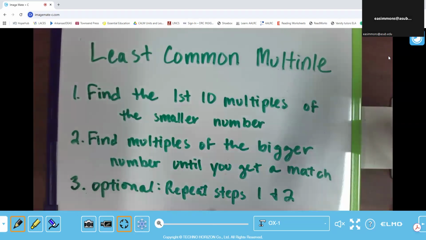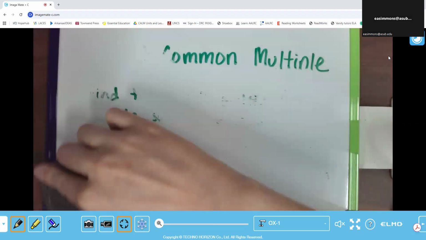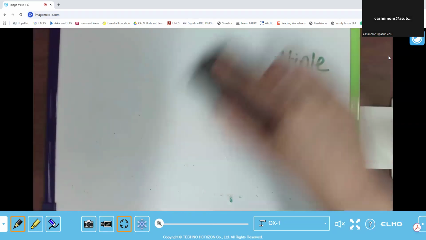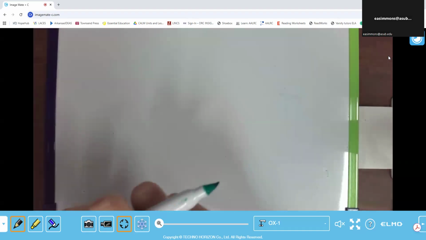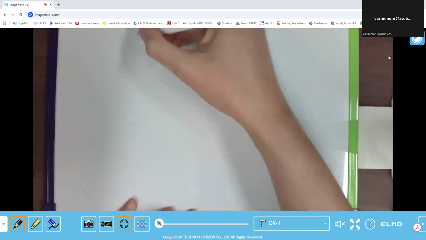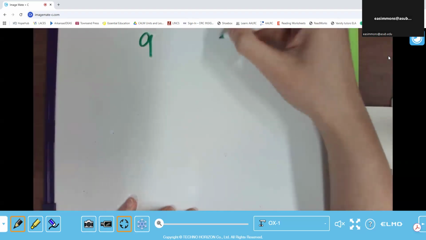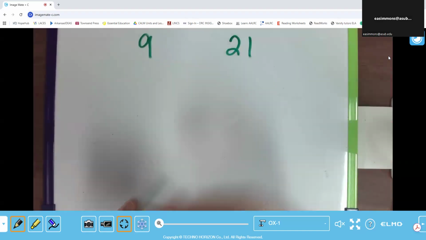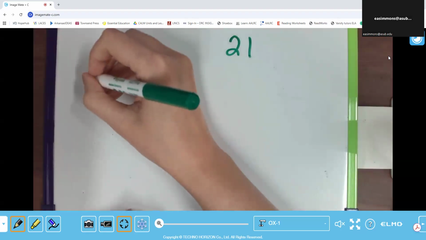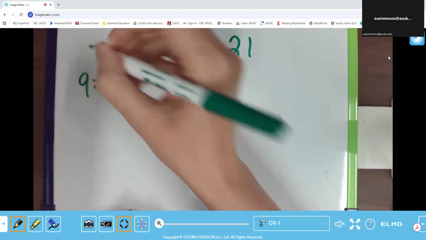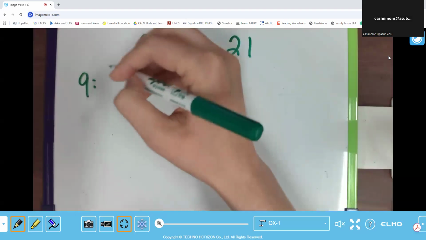Let's do a few examples. First, we're going to compare 9 and 21. I'm going to start with 9 because that's my smaller number, and I'm going to find the first 10 multiples.